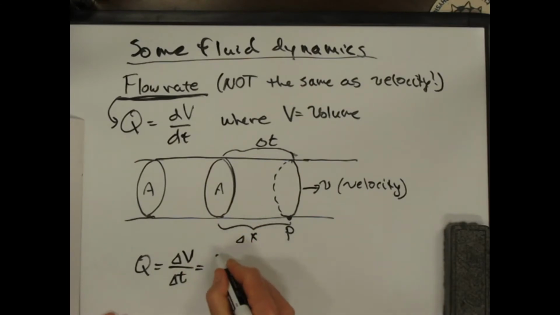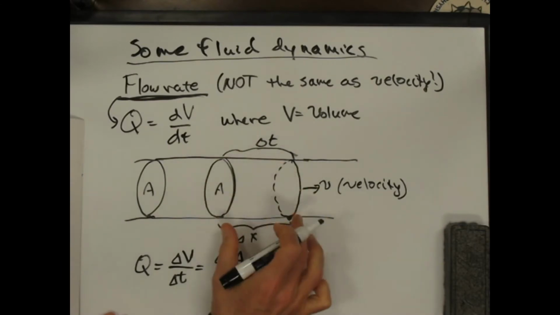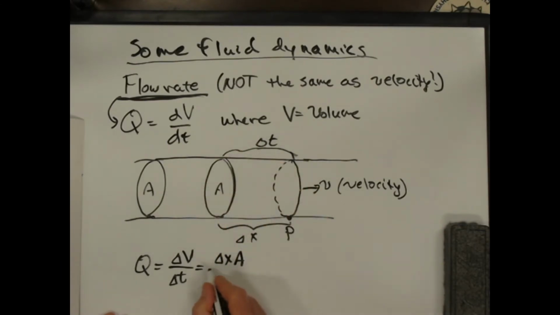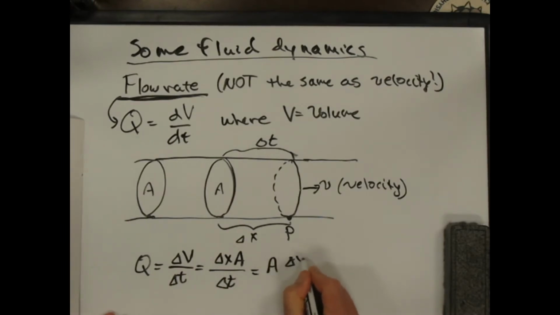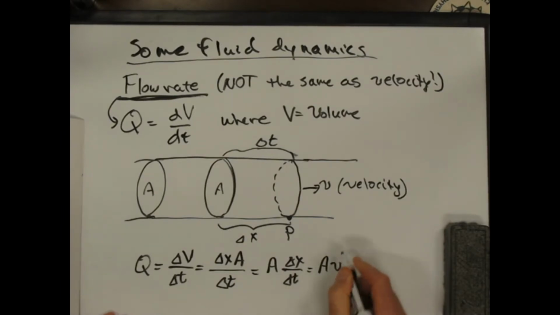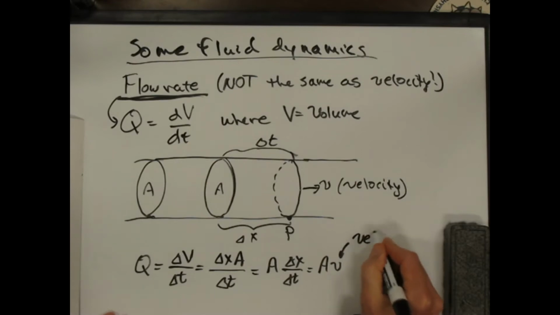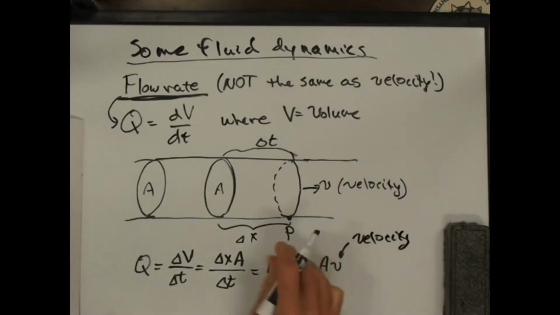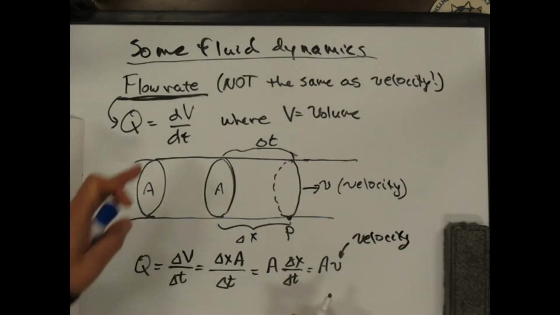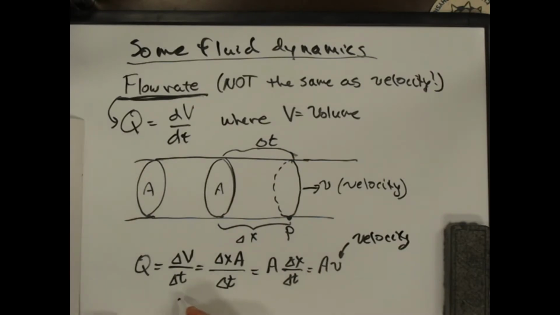And so the change in volume is just delta x times the area, because delta x times the area is the amount of volume in here, right, divided by delta t. So it's the area times delta x over delta t, which is the area times the velocity, where again, this is the velocity. If I made this infinitesimal, then I would say dx/dt, right? And that's the idea. And so the flow rate is the area times the velocity.